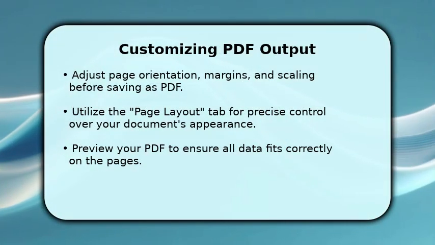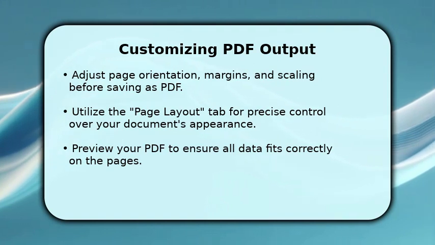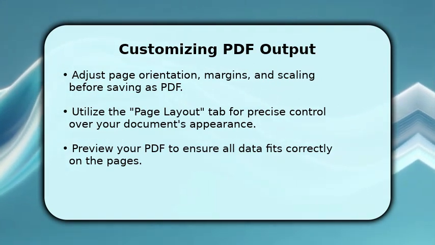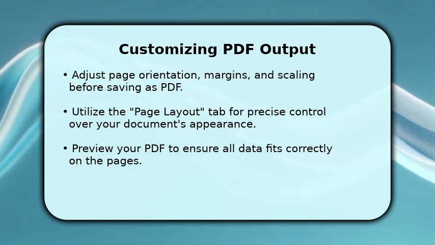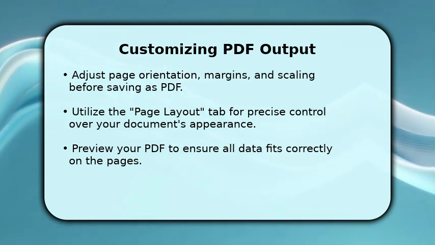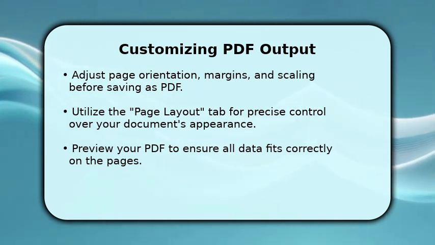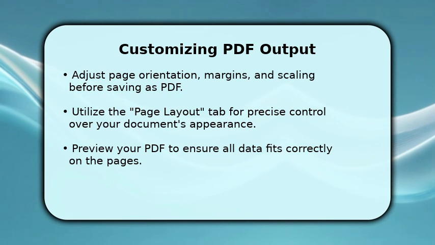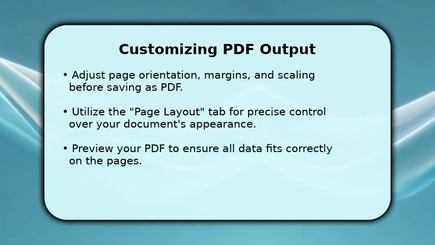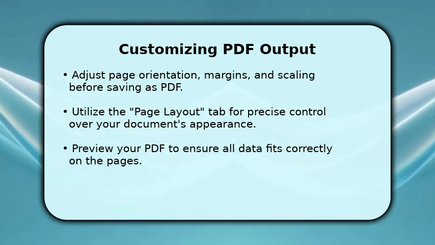Once you're ready to save, you have several options to customize your PDF output. You can adjust the page orientation to portrait or landscape, modify margins, and even scale your content to fit on one page. These settings are crucial for ensuring your data is presented clearly and professionally in the final PDF document.